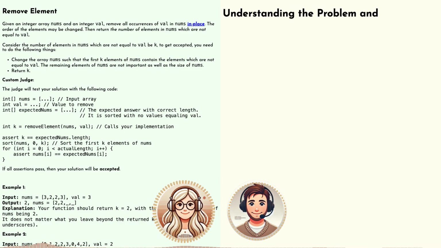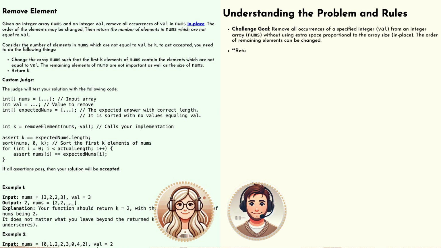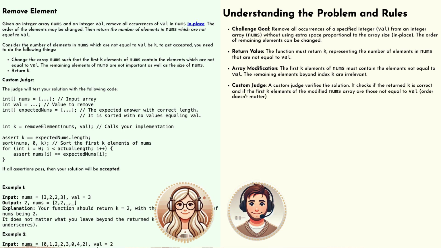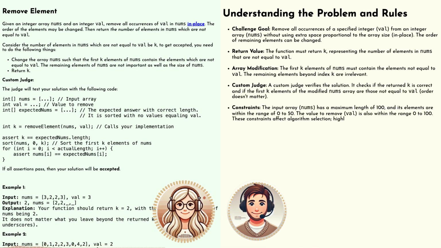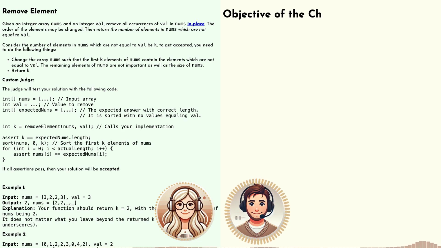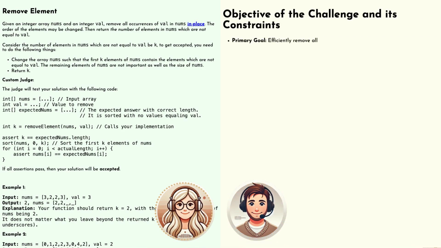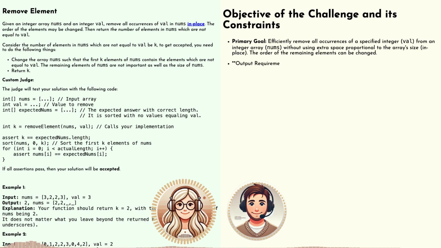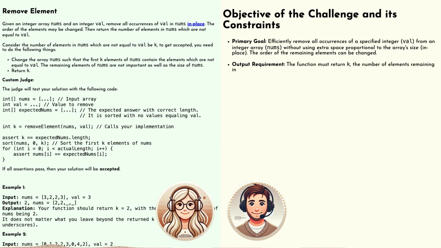You've got this array, this list of numbers, and you need to get rid of all instances of a specific value. Let's say for this example, we want to say goodbye to all the threes in an array. So if we have an array that looks like 3, 2, 2, 2, 3, perfect example, and we want to get rid of all those threes, what would we be left with? You'd end up with 2, 2, and then it doesn't really matter what's left in those other spots.